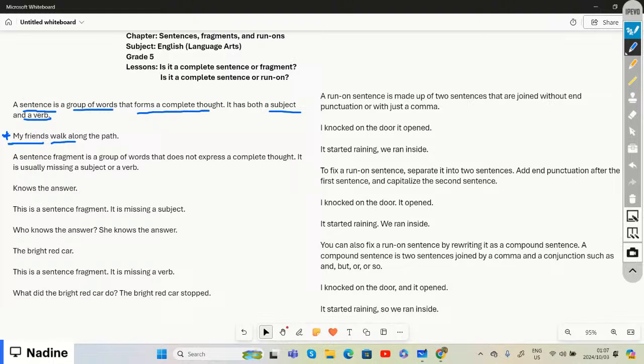Then we have a fragment. So we have a sentence that is a group of words that forms a complete thought. Then we have a fragment, or sentence fragment, which is a group of words that does not express a complete thought.